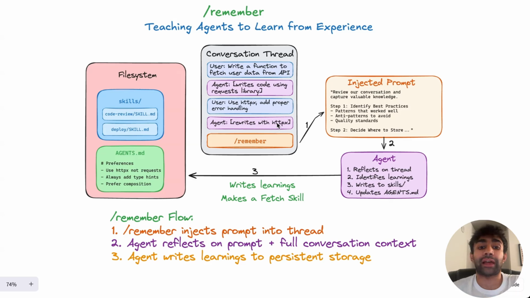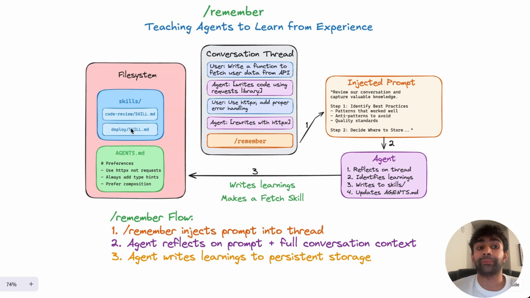Then what I do is I call the /remember command because I'm like, hey, this is important. I want the agent to remember my preferences. And also it would be great if they could just make a skill for this. So what happens there is a prompt gets injected into the conversation, which is review our conversation, capture valuable knowledge, basically telling it, hey, save this stuff to memory and make a skill for it if necessary. The agent sees this stuff, reflects on the thread, identifies learnings, writes the skills, updates agents.md, and then in our file system, we see the updates get made.